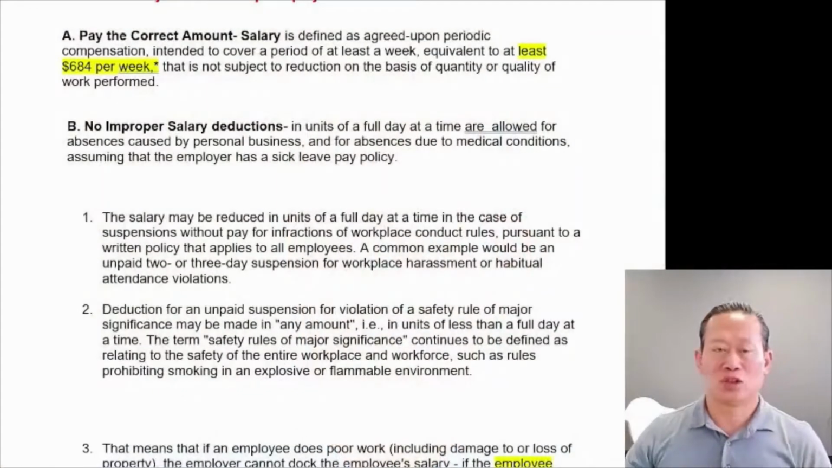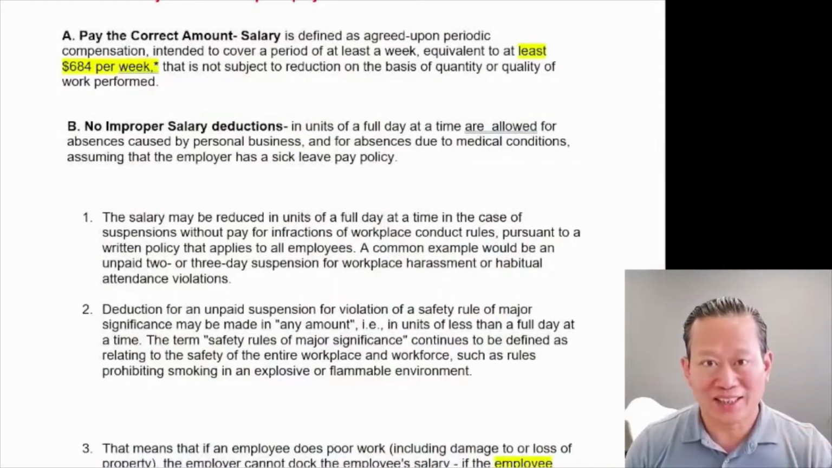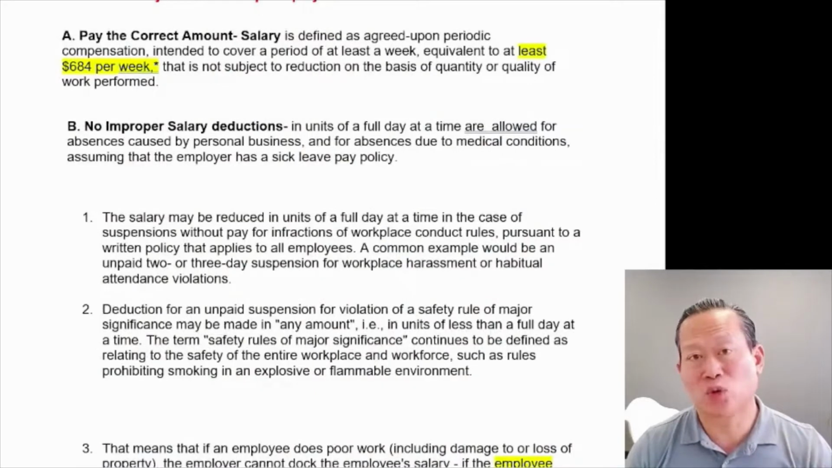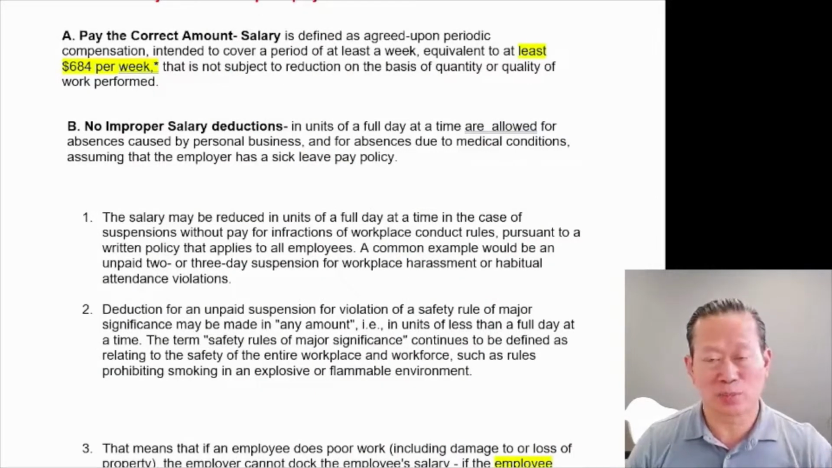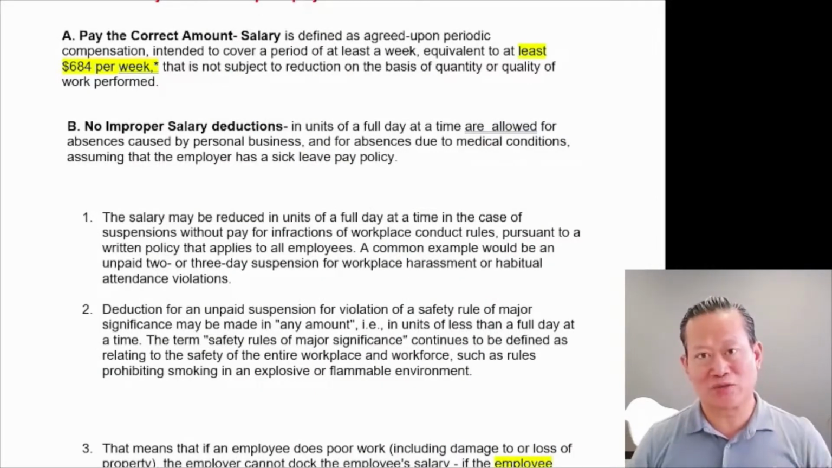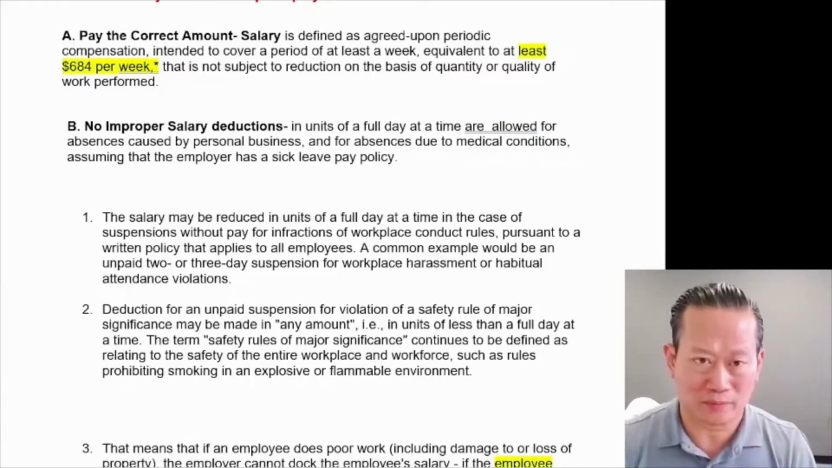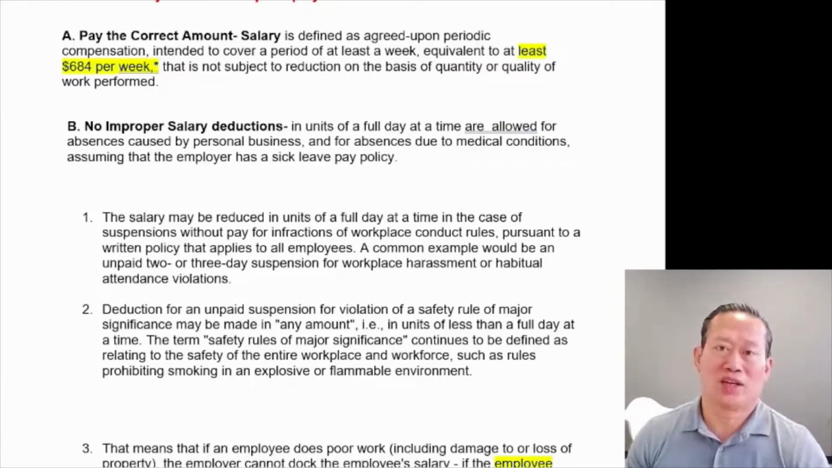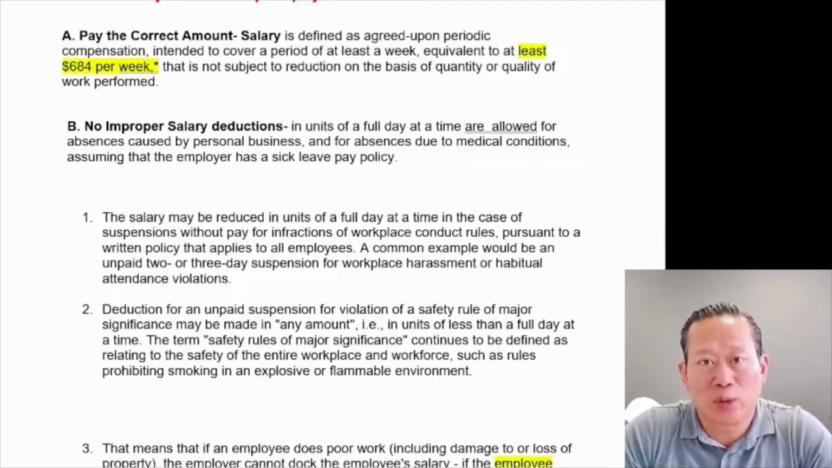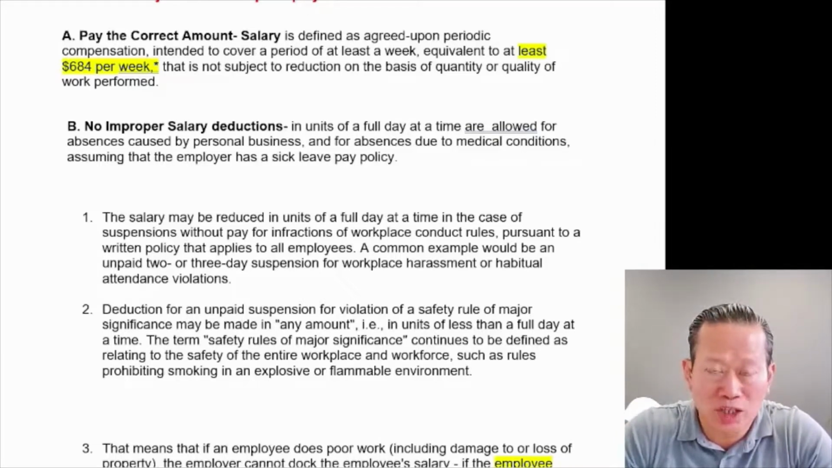Under element number one, the salary basis test requires that you pay the worker at least $684 a week. You can't pay them less, because if you pay them less than $684 a week, then they're no longer an exempt employee. Number two is that you actually pay them a salary. You cannot make improper deductions.